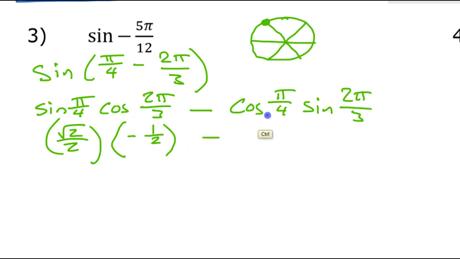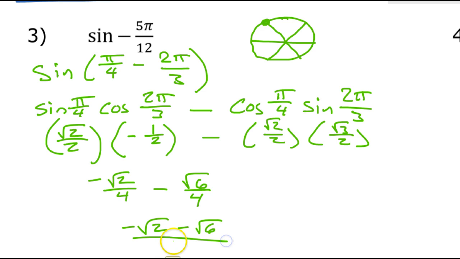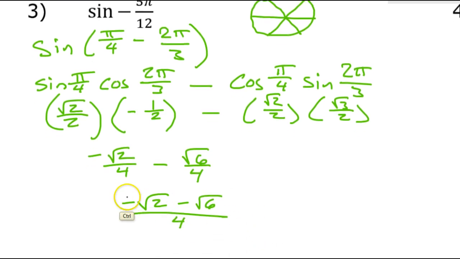And then cosine of pi over 4 is radical 2 over 2. And sine of 2 pi over 3. Well, the reference angle is pi over 3. Sine of pi over 3 is radical 3 over 2. But maybe it's negative radical 3 over 2. Well, we're in the second quadrant, and sine is positive in the second quadrant, so I'll just leave it alone. So that's going to give me negative radical 2 over 4 minus radical 6 over 4. So that's negative radical 2 minus radical 6 over 4. So that is the final answer for problem number 3.